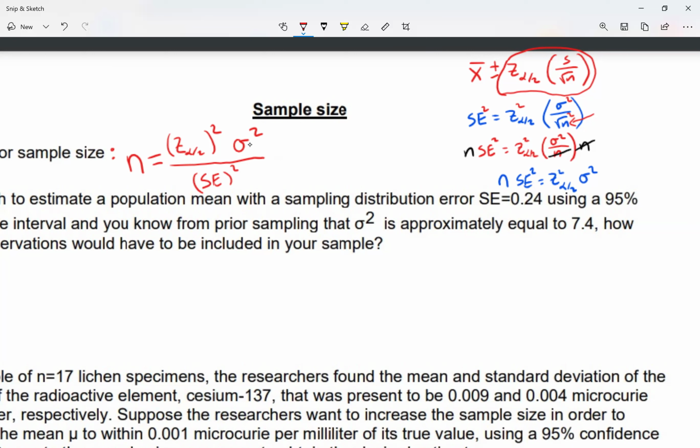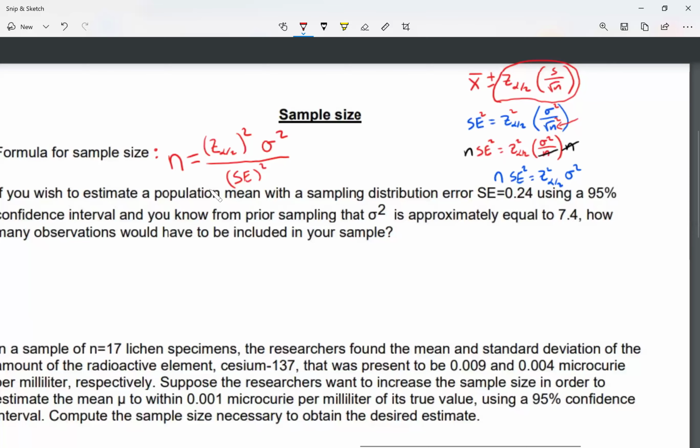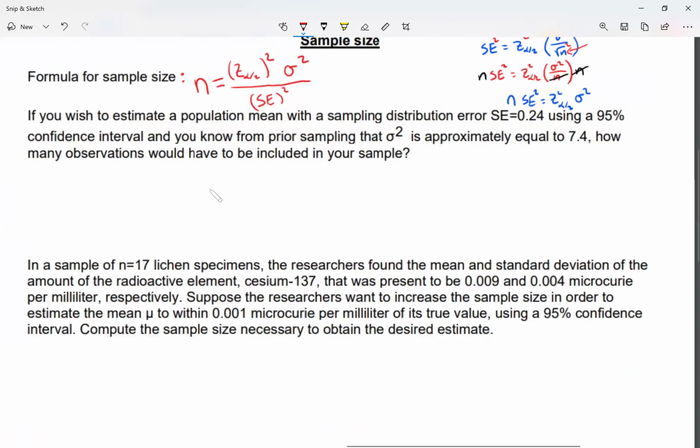So I'm going to use this formula. It seems like I need my z-score, my standard deviation, and my standard error. And then I'll be able to solve for my sample. How big is my sample? So let's take a look. If you wish to estimate a population mean with the sampling distribution error of 0.24.